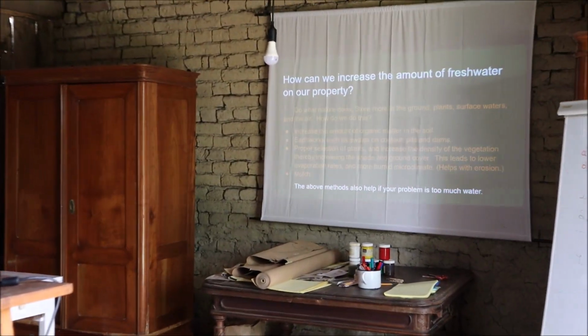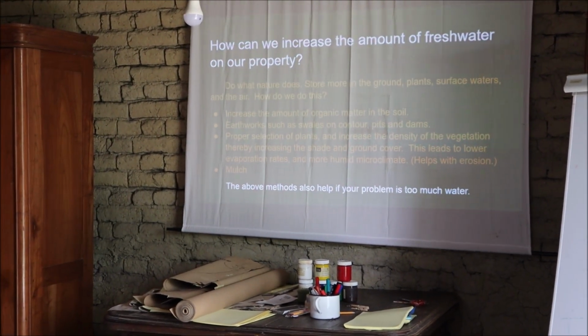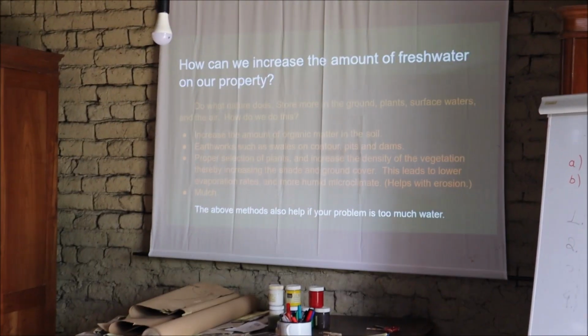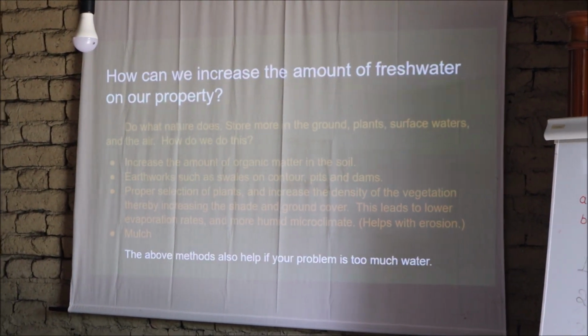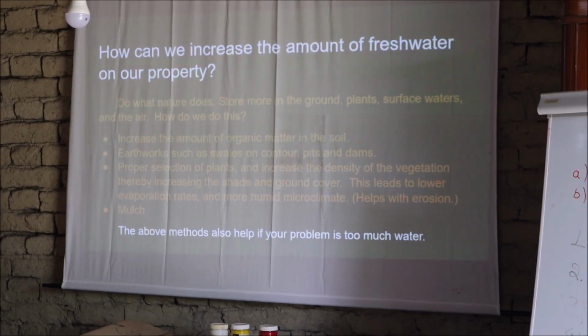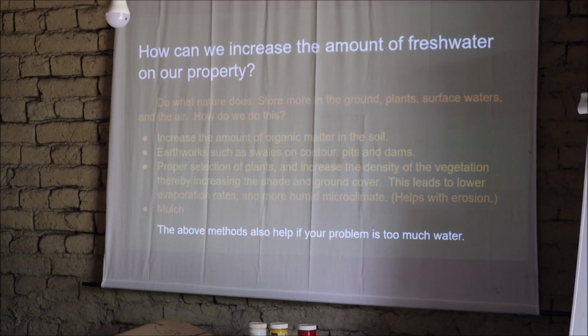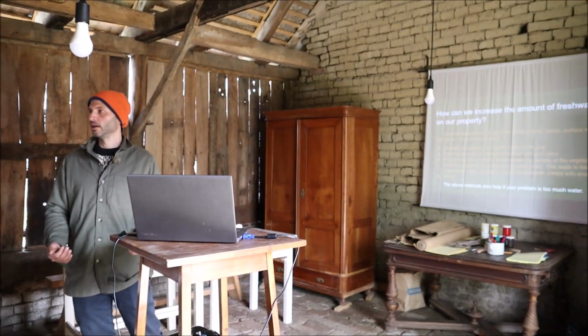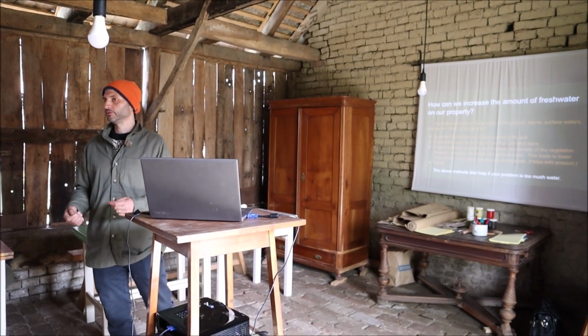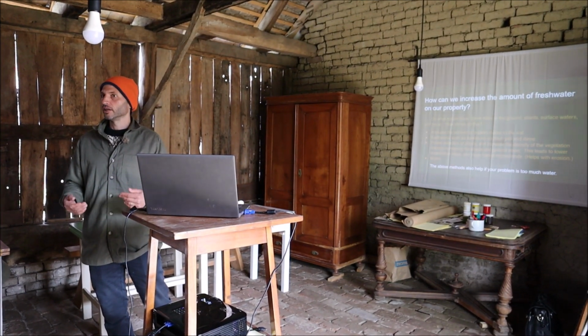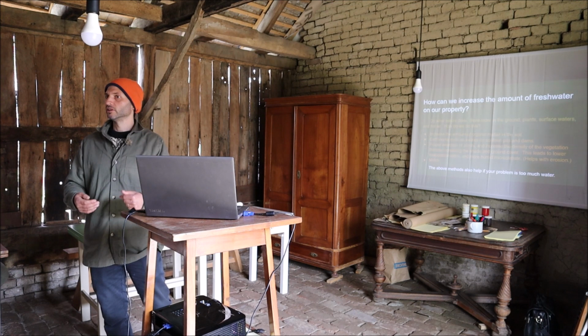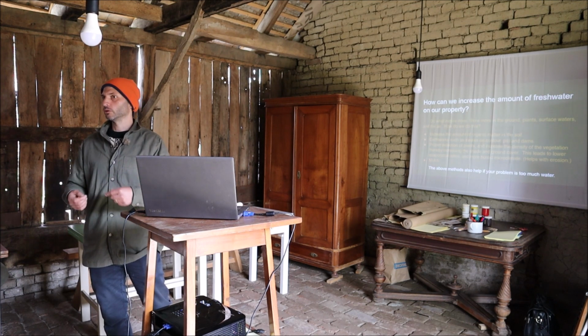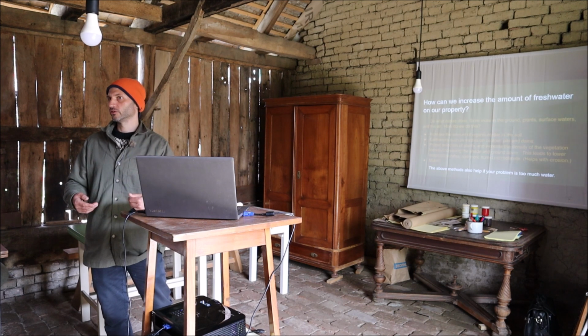We can use earthworks, for example, the canal system, such as swales, contours, pits, and dams, to hold surface water that flows away otherwise. And this is also related to the canals. Proper selection of plants. For example, if it's a dry area, then we pick the appropriate plants that don't need that much water, but they will start to create organic matter that we can then use to improve the soil.